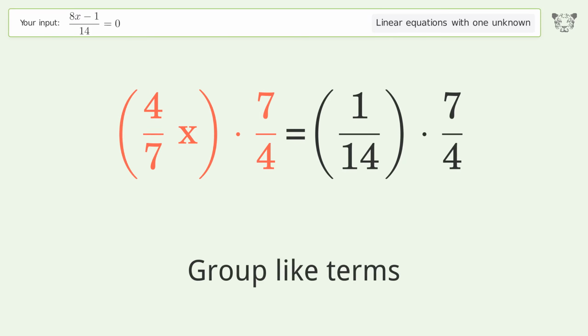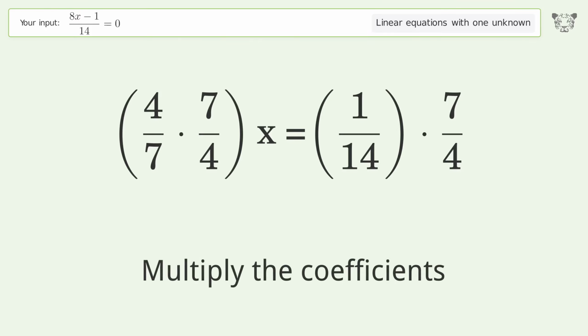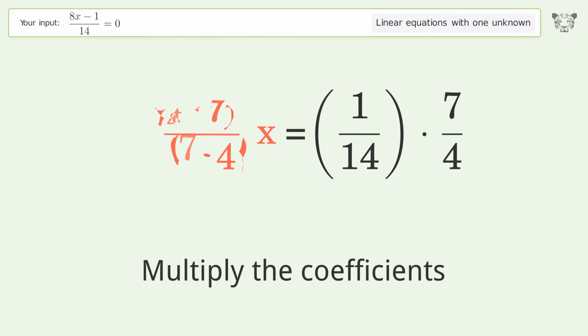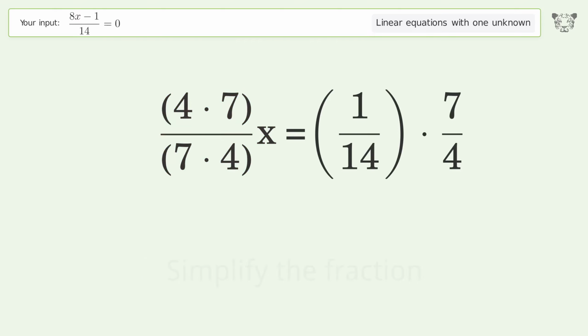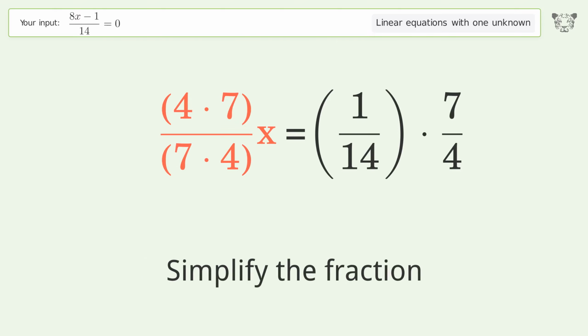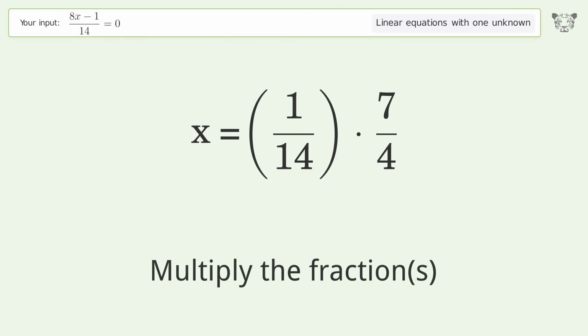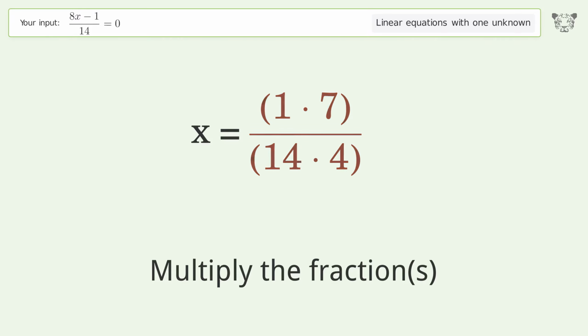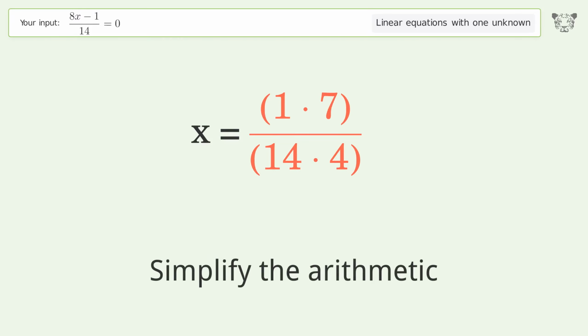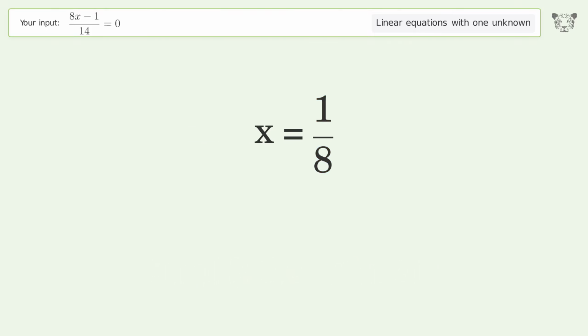Group like terms. Multiply the coefficients. Simplify the fraction. Multiply the fractions. Simplify the arithmetic. And so the final result is x equals 1 over 8.